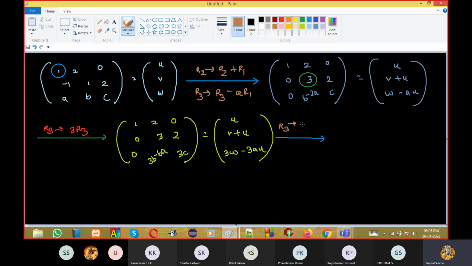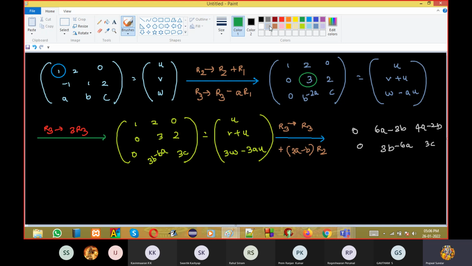Row 3 implies row 3 plus 2a minus b times row 2. Are you getting 0 here? You just check. I will keep the third row constant like this, 3b minus 6a, 3c. I'll multiply this row by 2a minus b. 2a gives 6a minus 3b, and multiplying 2 into this you get 4a minus 2b, correct?